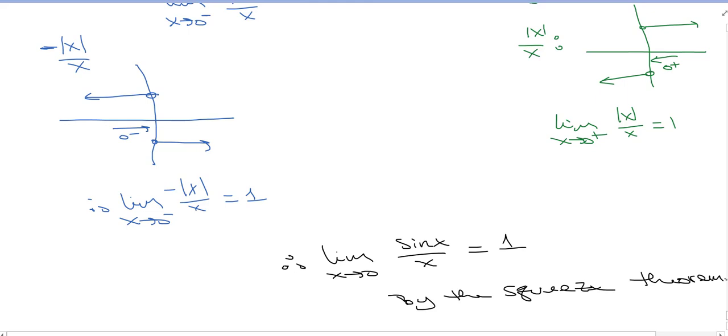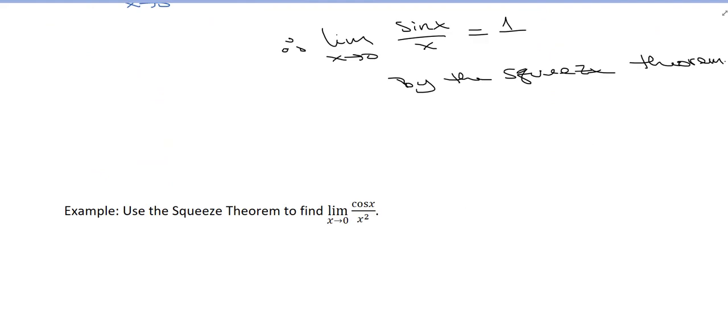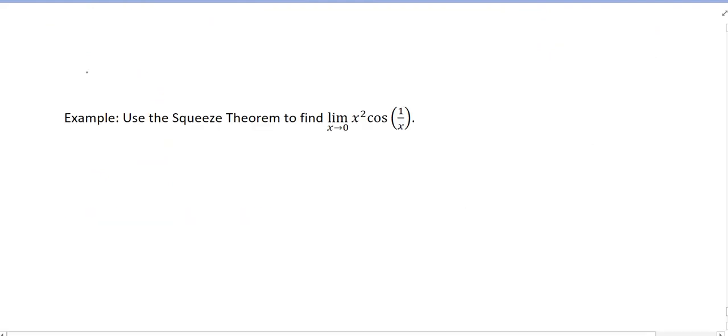So that's the gist of the squeeze theorem. It's a way to help us find the limit when we have 0 over 0 and we can't do any algebra. So let's do another example.